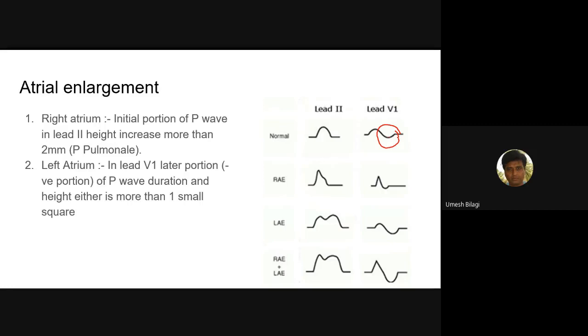So depolarization of the left atrium in lead V1 normally produces a negative deflection. You can see a negative deflection. This is the part of the right atrium. This is the part of the left atrium.